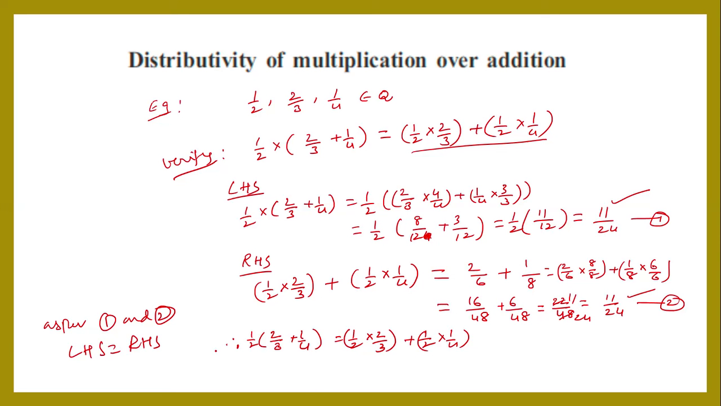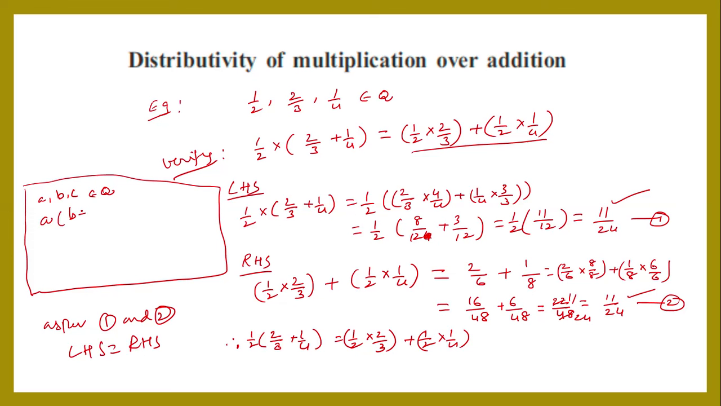Then we conclude that if A, B, C are three rational numbers, A into (B plus C) is equal to AB plus AC. Otherwise, A into (B minus C) is equal to AB minus AC. You may apply this for subtraction also, you get the same result. A into (B plus C) is equal to AB plus AC, and A into (B minus C) is equal to AB minus AC.